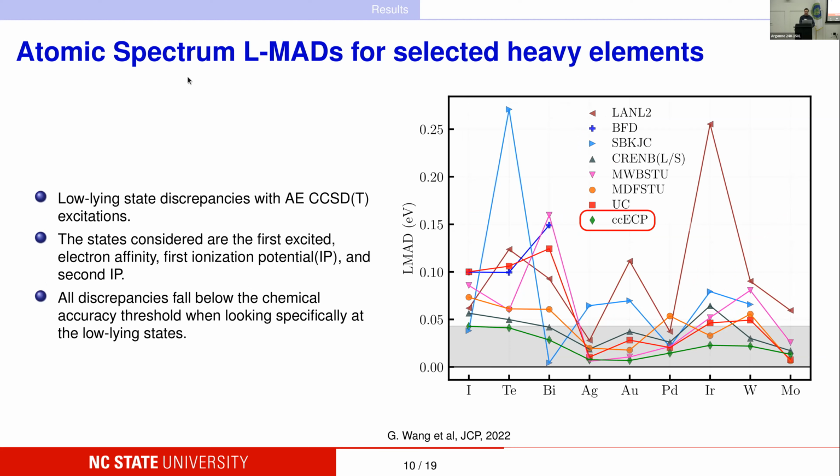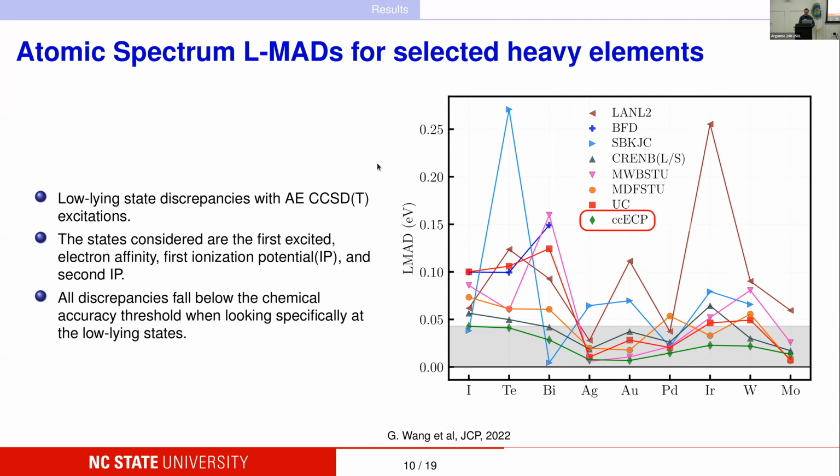Now this is another mean absolute deviation, but this is specifically targeting a few very select important states. These are the low-lying states. What we classified as the low-lying states are the electron affinity, the first ionization potential, and the second ionization potential. Those were the only ones included in this particular mean absolute deviation. And you can see again that our CCECPs pretty much all lie within chemical accuracy across the entire set that we tested.